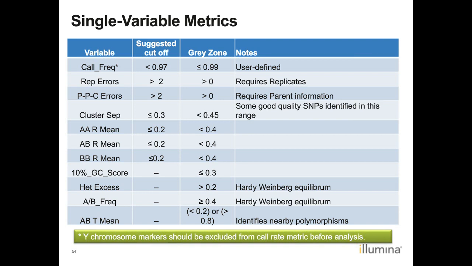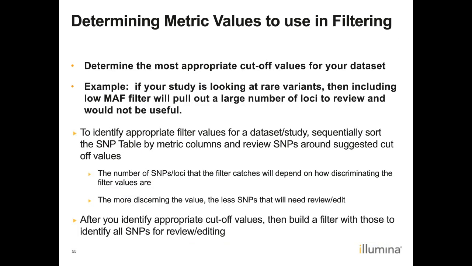I would suggest that you look at these numbers and use this as a reference. We'd be happy to answer any questions that you have regarding any of these particular statistics. And it's up to you to decide where you want to establish these cutoffs. You'll find that, depending on different projects or even different chip types, the cutoffs may be different. So, if you were looking at a chip with rare variants, you wouldn't want to use a low minor allele frequency filter because minor allele frequencies would be low to begin with for this particular type of chip.